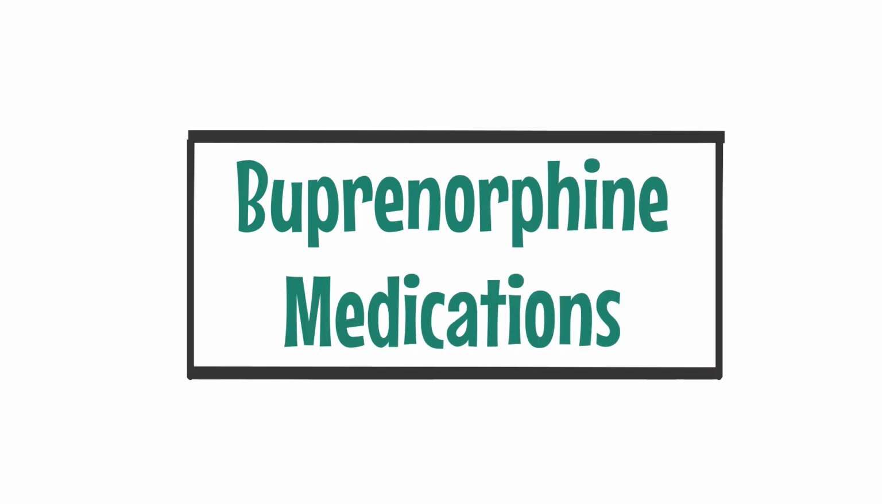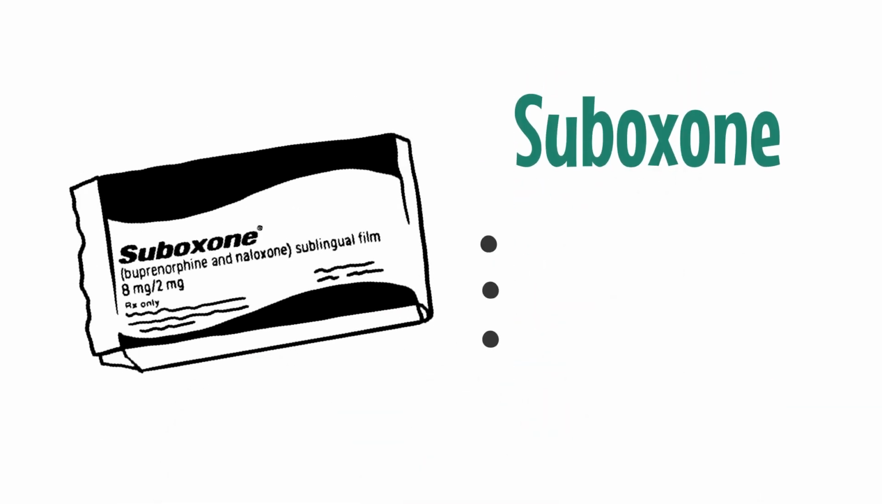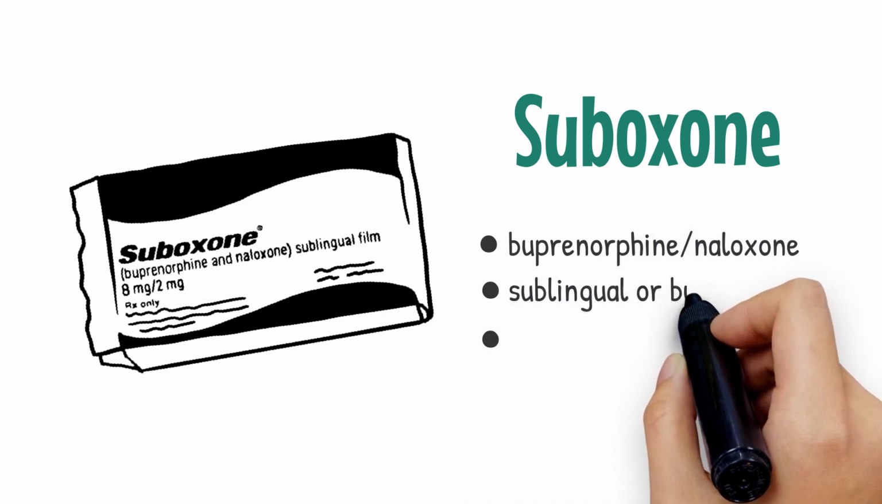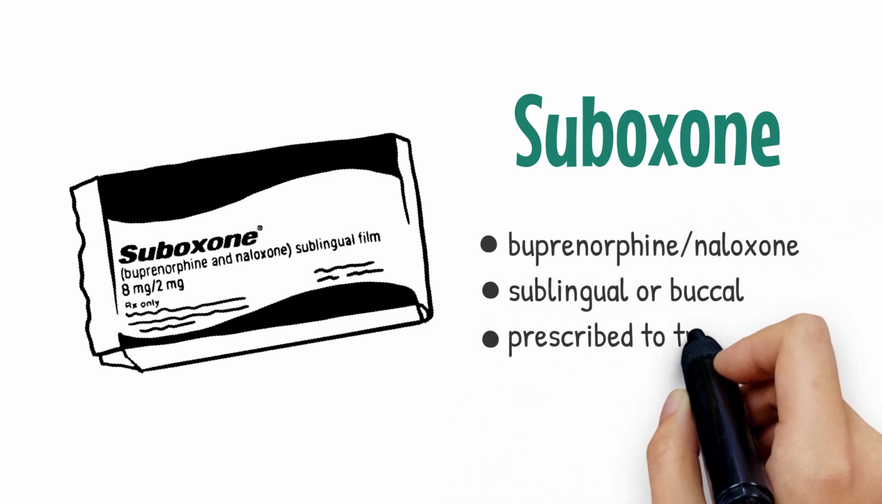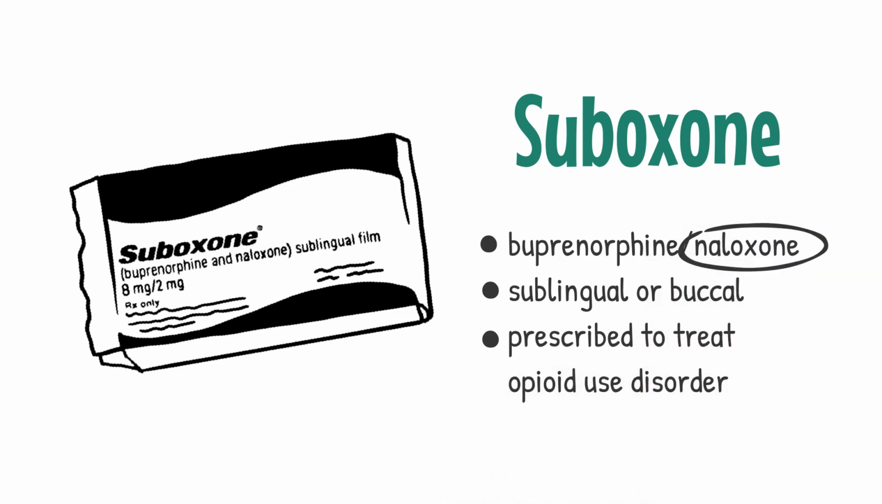Buprenorphine is prescribed in several different versions. Suboxone is one of the most popular. It is a film that is either dissolved sublingually, which means under the tongue, or buccally, which means against the inside of the cheek. It combines buprenorphine with a small amount of naloxone. When taken as directed, the naloxone has no effect, as the body doesn't absorb it well through the mouth. But if a person swallows, snorts, or injects their medication, the naloxone will block the effects of the buprenorphine. This is included in the medication to prevent misuse.